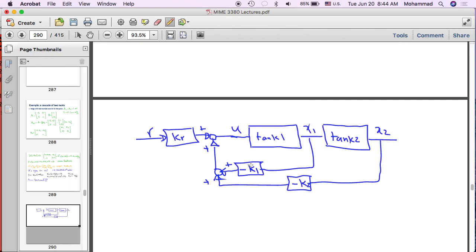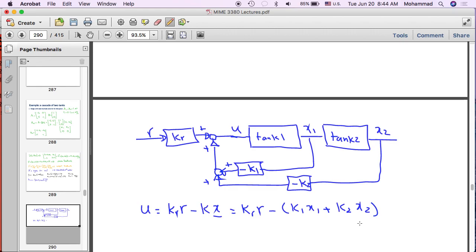So in other words, what we are saying is U, as the input to the open loop system rather, is equal to KR times R minus K times X, as the state vector. And what is minus K times X? Let's further elaborate. So this is KR times R minus K1 times X1 plus K2 times X2.